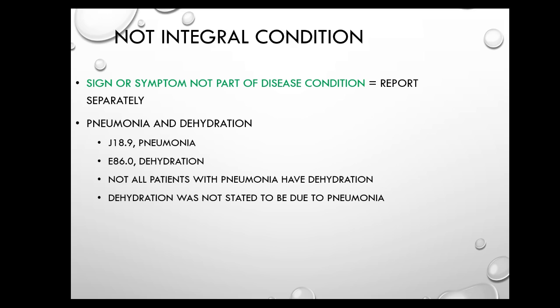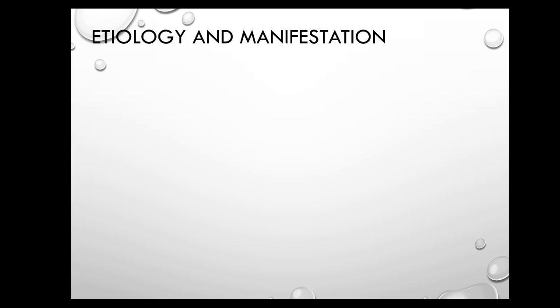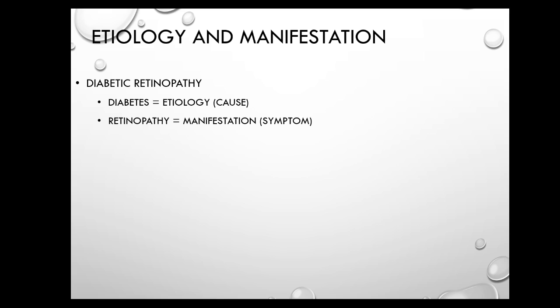Additionally, as you get into coding for signs and symptoms, you will become familiar with the fact that most of those codes begin with the letter R. Now we discuss etiology and manifestations. We have diabetic retinopathy. Diabetes is the etiology or the cause of the retinopathy. Retinopathy is the manifestation or a symptom of the main disease. There is a combination code that represents both conditions.